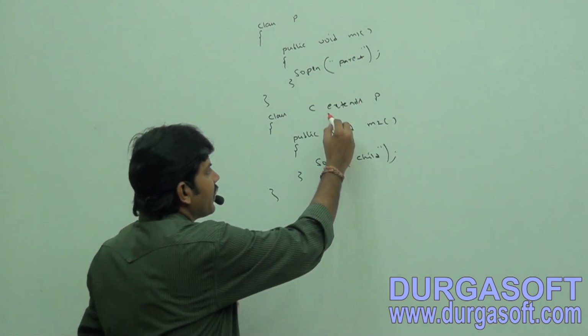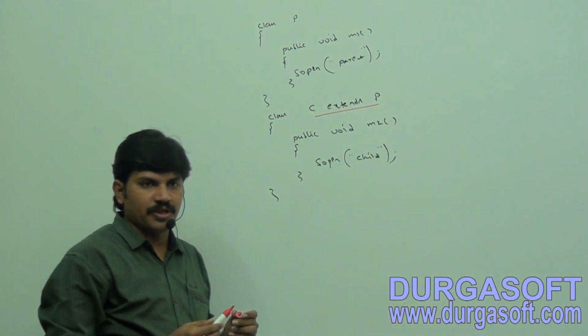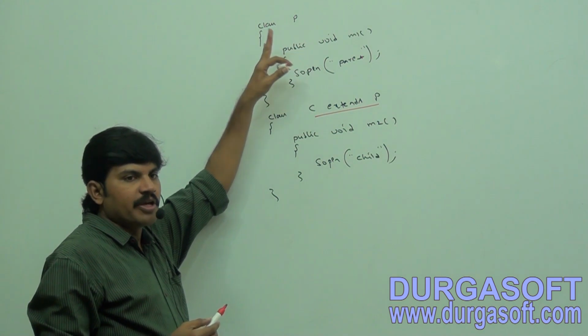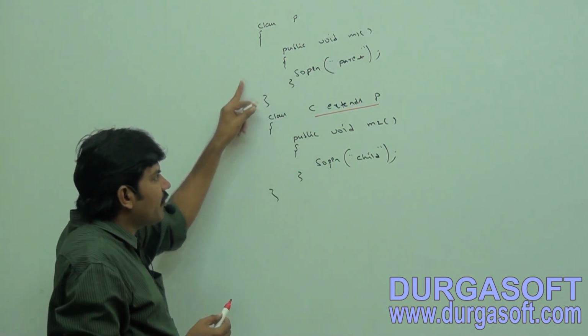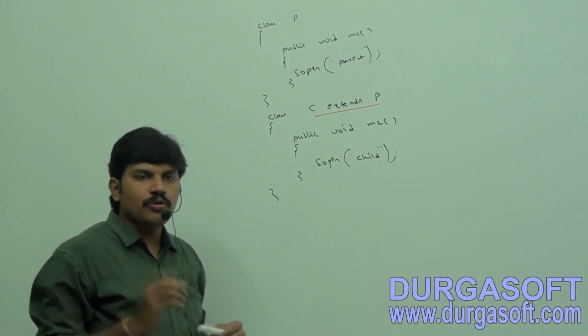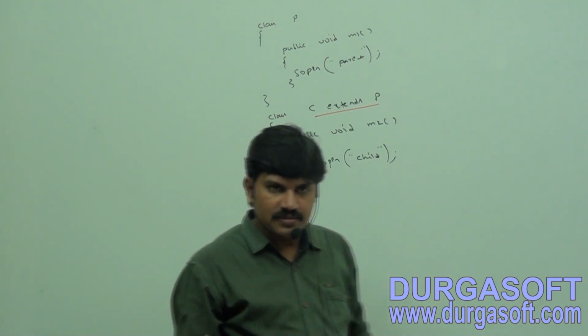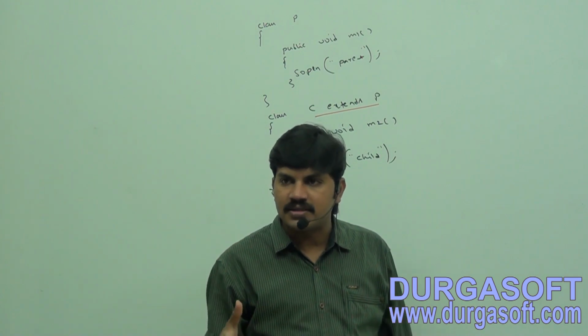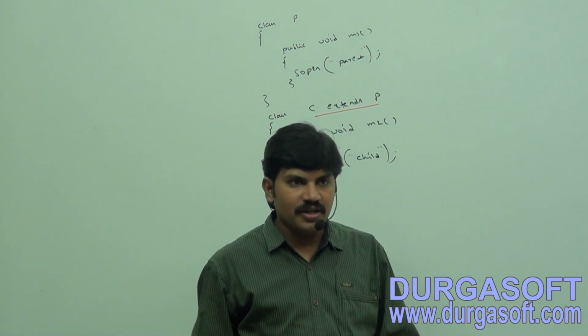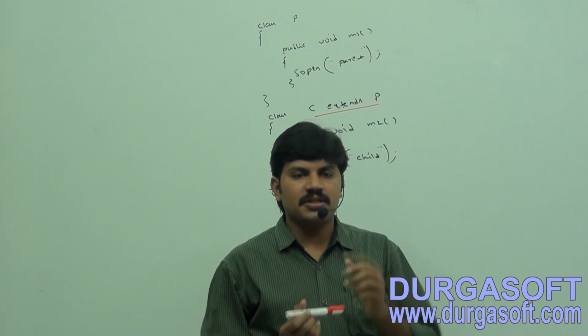Do you know the inheritance concept? C extends P. See, the child of the parent. Parent class members are by default available to the child. I hope you know. So whatever property your parent has, whatever fame your parent has, is by default available to the child. Are you getting it? Okay, the best example for you.